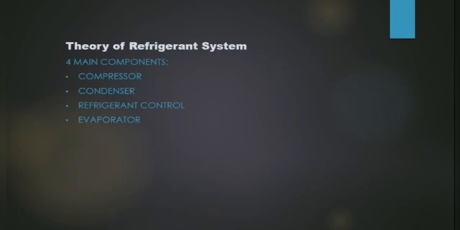Assalamualaikum. My name is Muhammad Farhan bin Adrus. I will explain to you about the theory of the refrigerant system. This refrigerant system has four main components, which consist of the compressor, condenser, refrigerant control, and evaporator.